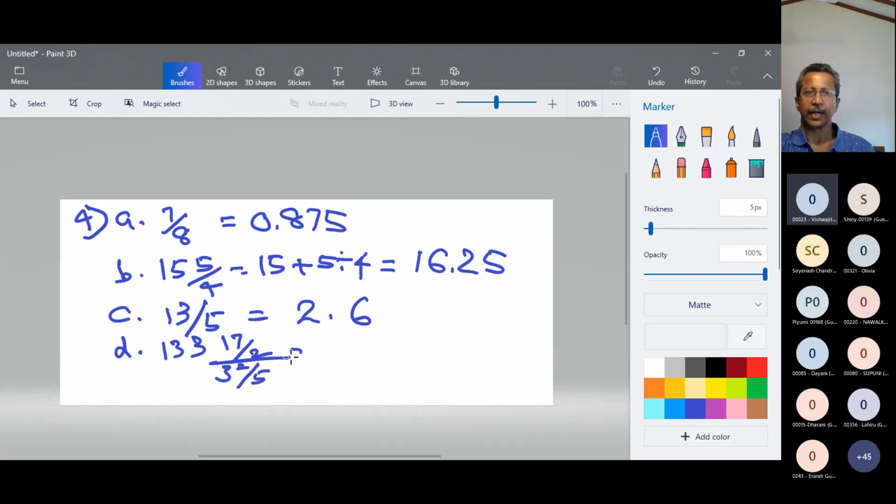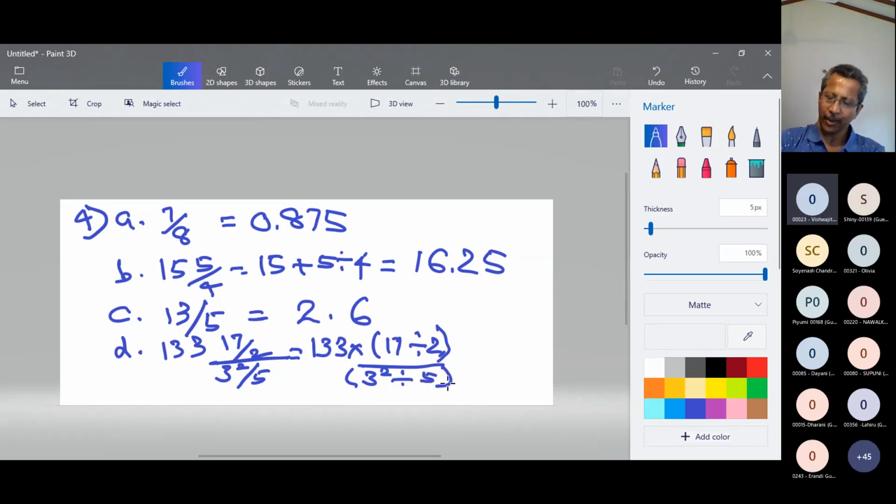Okay. I will just write the steps. First step, 133 into 17 divided by 2 divided by 3 squared divided by 5. So calculate and give me the answer.